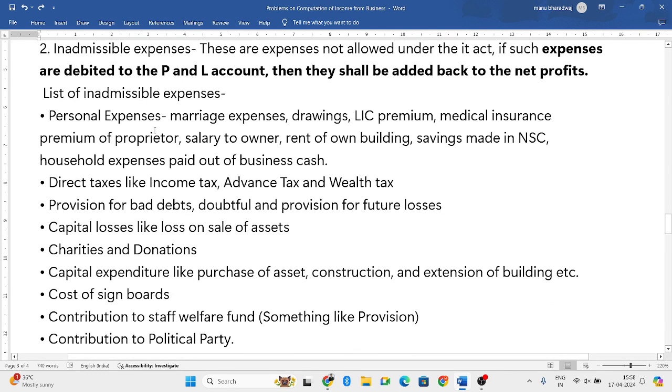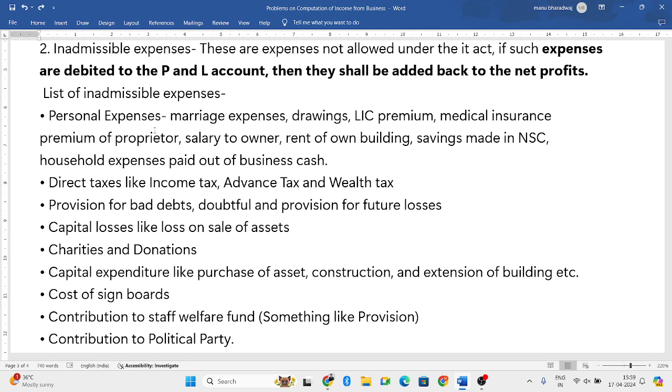First one is personal expenses. Any expenses related to the personal, like marriage expenses or any drawings. LIC premium, as I told you, life insurance premium is related to a person's life insurance, so that is not allowed. Medical insurance is not allowed, but group insurance you allow. Medical insurance premium of proprietor, very important. Proprietor is the owner of the business. His medical insurance he should pay from his pocket. He should not pay it using business money. So you don't allow it.